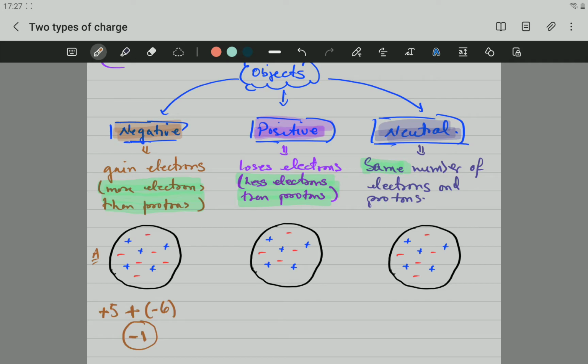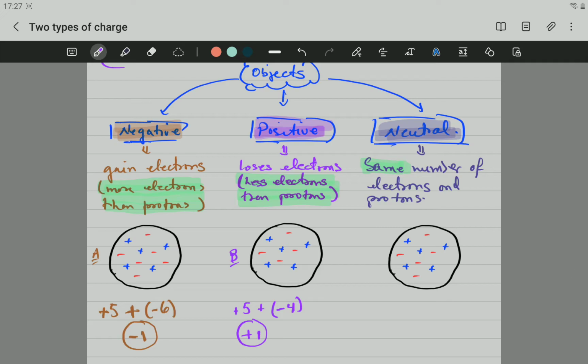Let's go to object B, this one here. This object has 5 protons and only 4 electrons. Same story: if you add the positive 5 plus the negative 4, the final answer is positive 1. So object B has a charge of positive 1. It means it has 1 less electron than protons.